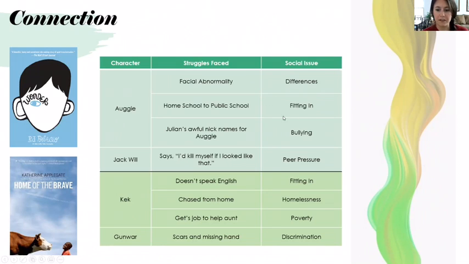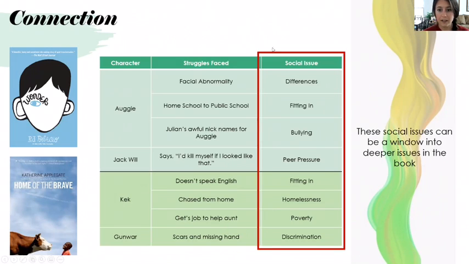So I went through and filled this out for Jack Will when he said the awful thing at Halloween about Augie, that was under peer pressure. Keck, he doesn't speak English. That made it hard for him to fit in. The war chased him and his family from his home. He had a sense of homelessness. And you get the idea. All of these social issues can be a window into the deeper issues of the book.